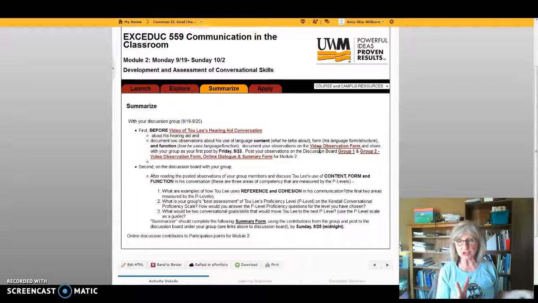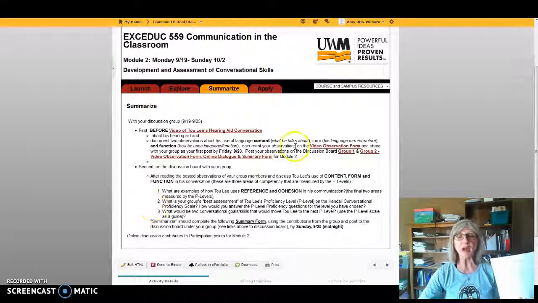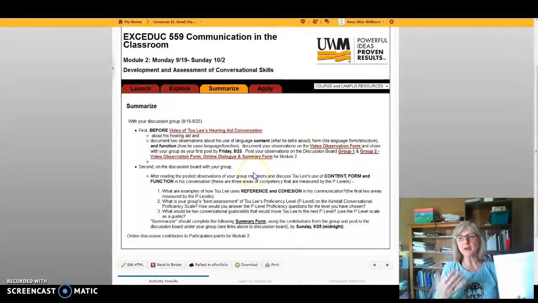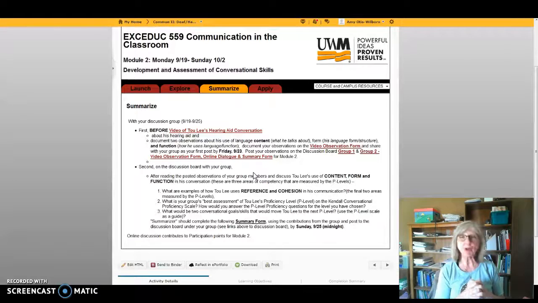There are 2 additional levels that the P level measures, which are cohesion and reference, and you'll read about those. But after you, as an individual part of the dialogue, contribute your observations using the video observation form, then you will begin to finish up the dialogue by making some determinations of what P level, what proficiency level, Tuli is currently functioning at.